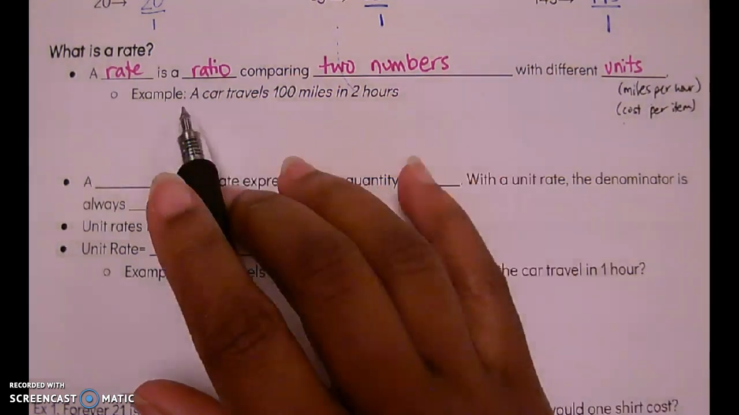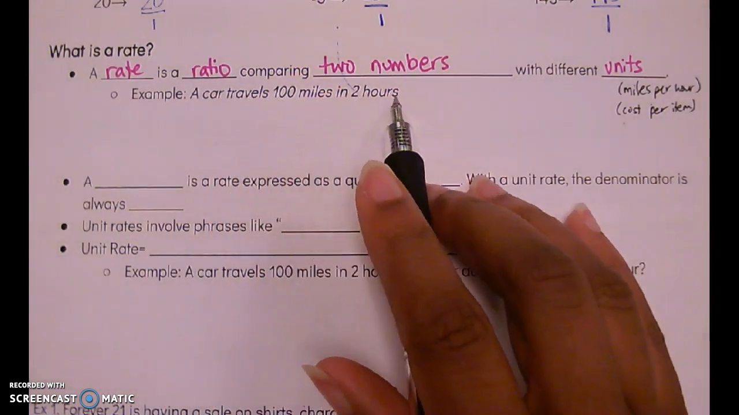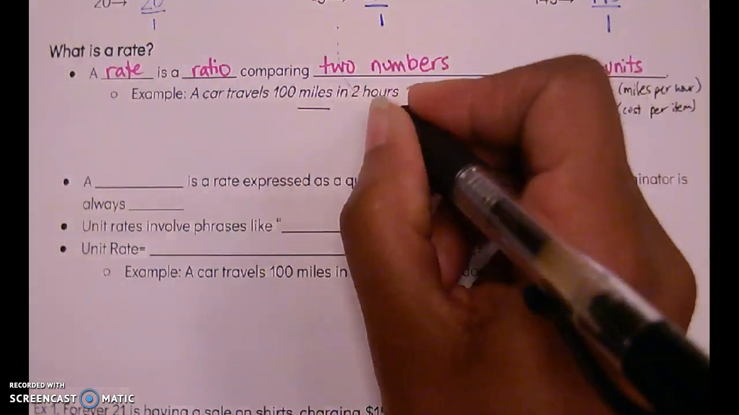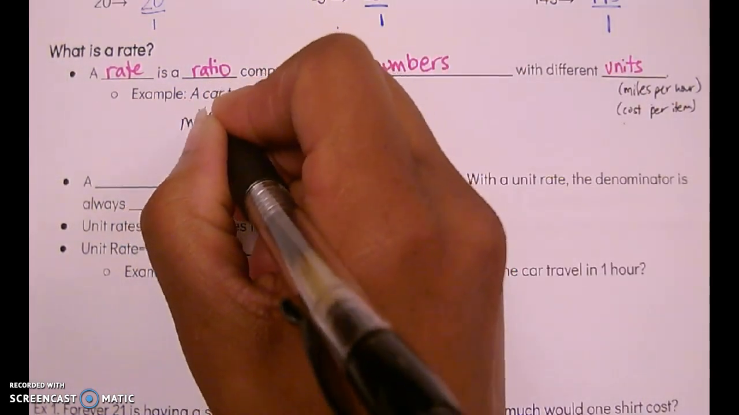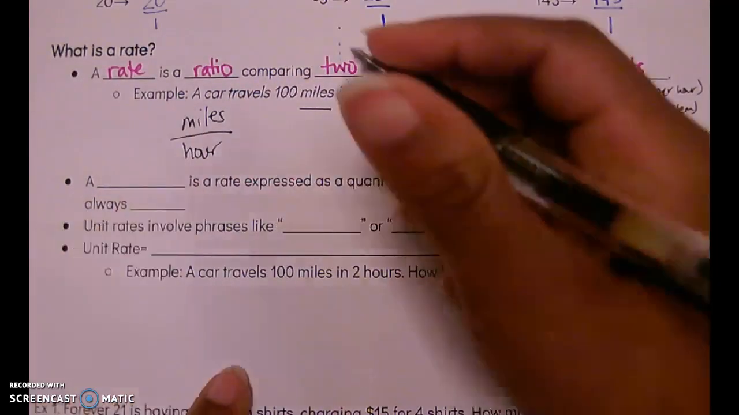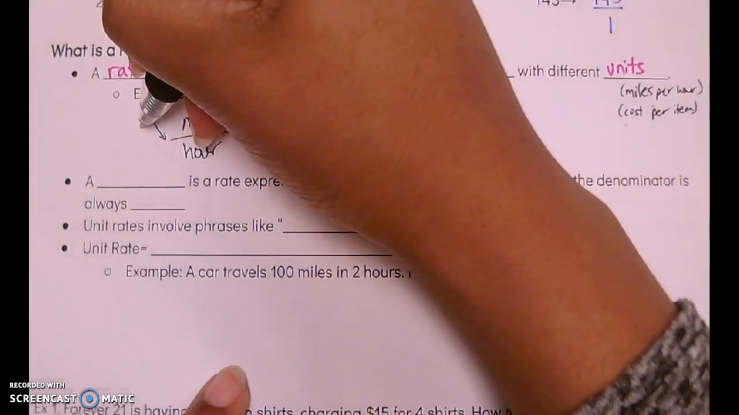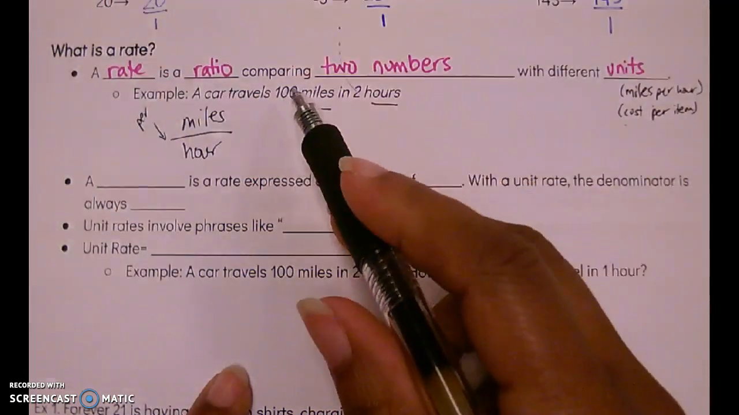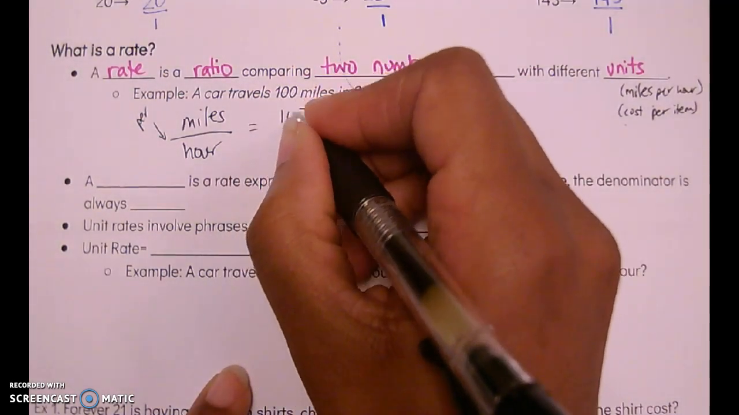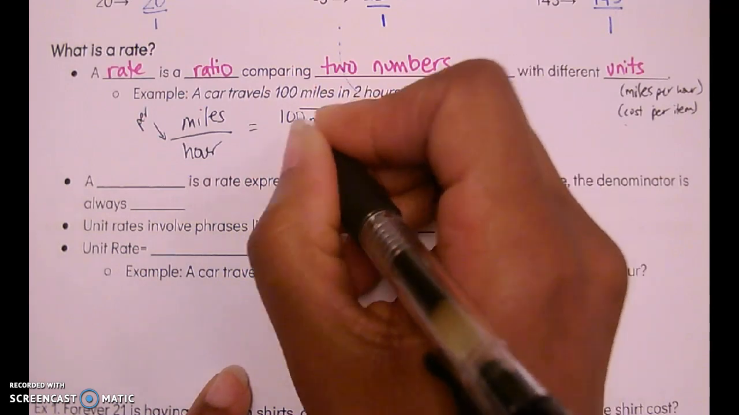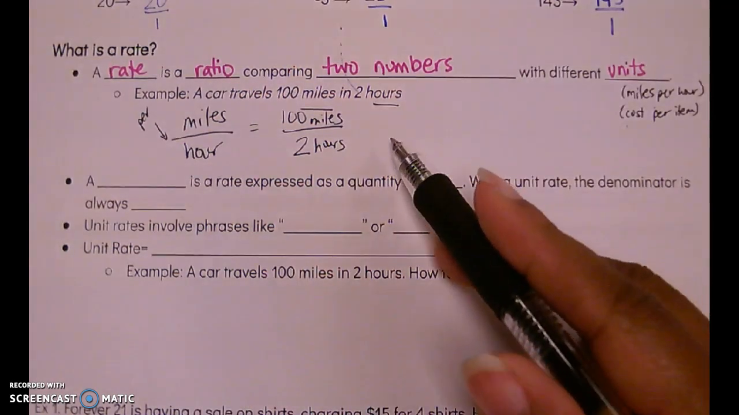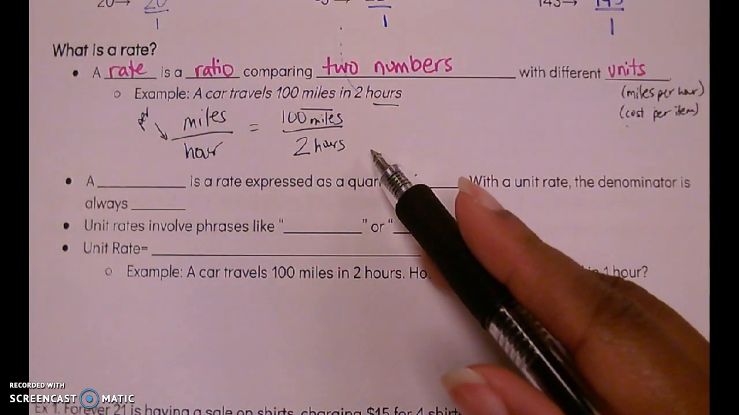For example, a car travels 100 miles in 2 hours. The first thing we need to do is recognize the two units. Miles per hour. Notice that per, I used a division symbol. Okay? So that means that for every 100 miles, the car travels 100 miles in 2 hours. This is how we would set a rate up.